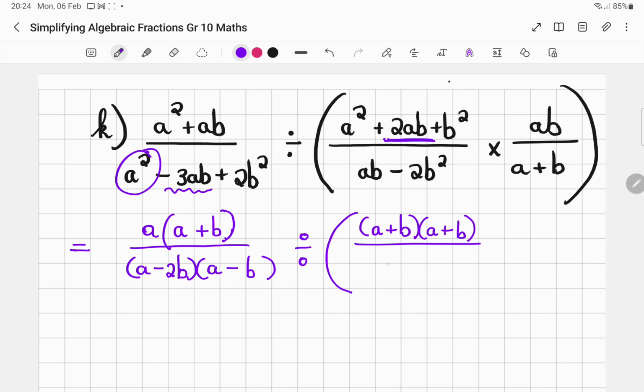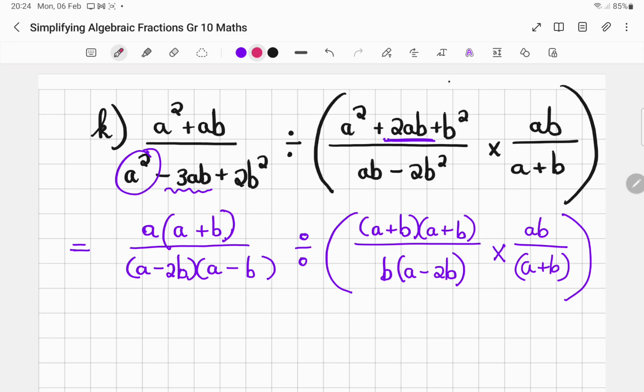Over. Yeah, I'm going to take out a b. What is left? A minus 2b. Am I right? Took out a b. A minus 2b. Good. And times ab over a plus b. Again, if they're alone, you can bundle them together.